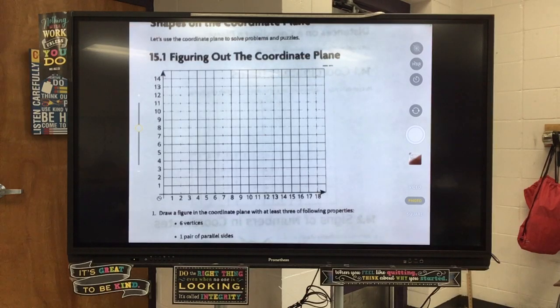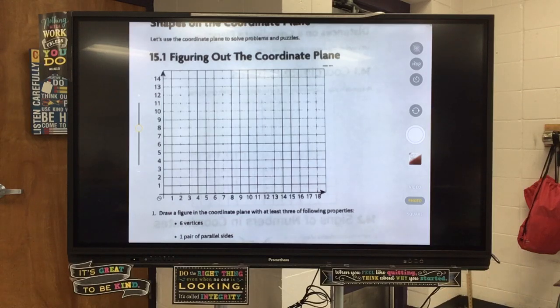On here it says, draw a figure in the coordinate plane with at least 3 of the following properties. You have to have 6 vertices, you have to have 1 pair of parallel lines, and you have to have 2 sides with the same length. Okay? So you have to have 6 vertices, 1 pair of parallel lines, and 2 sides with the same length.